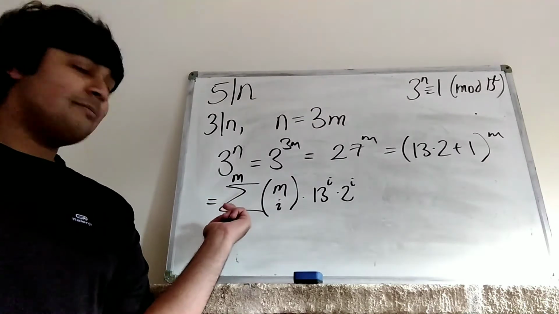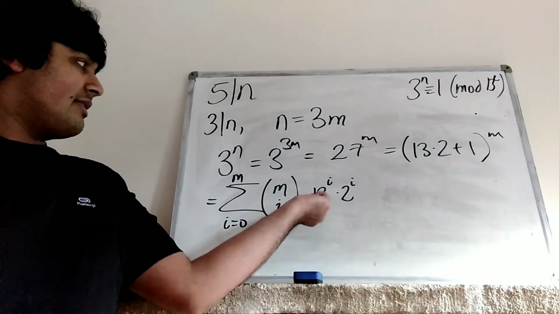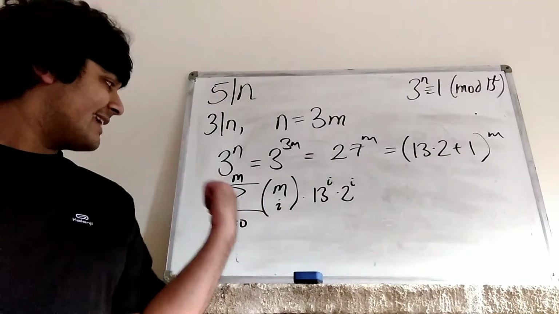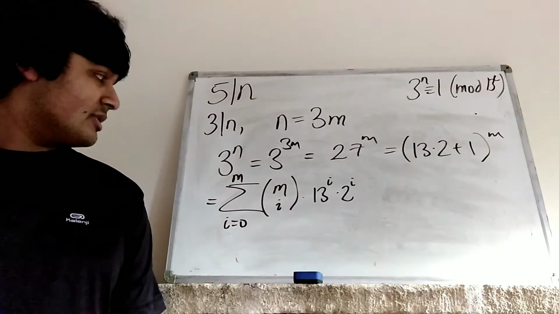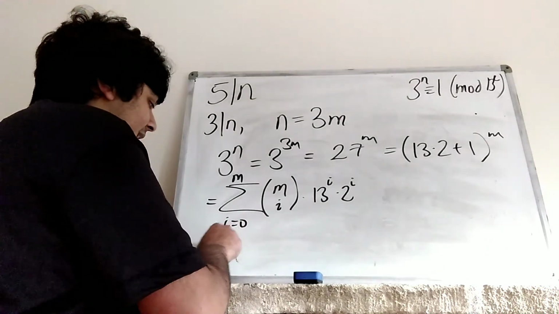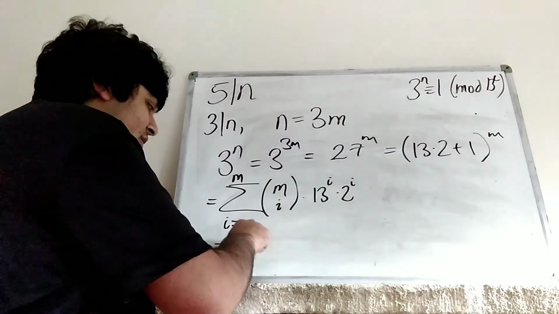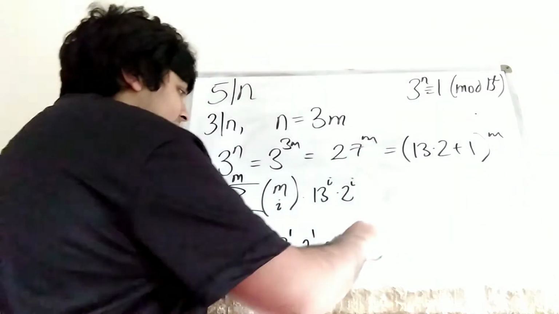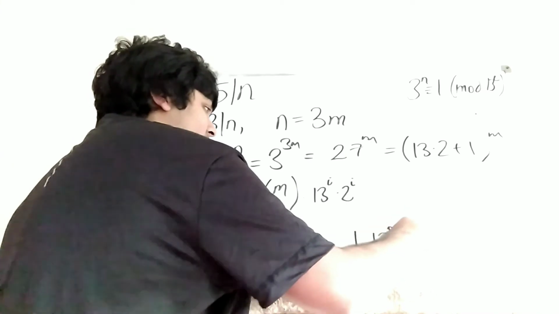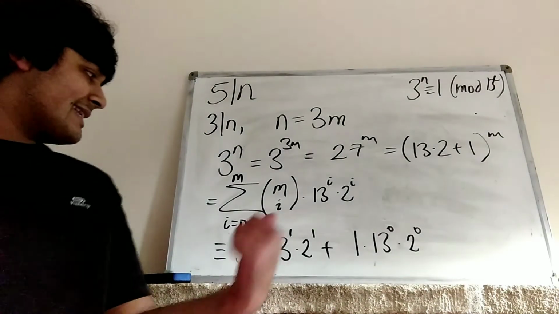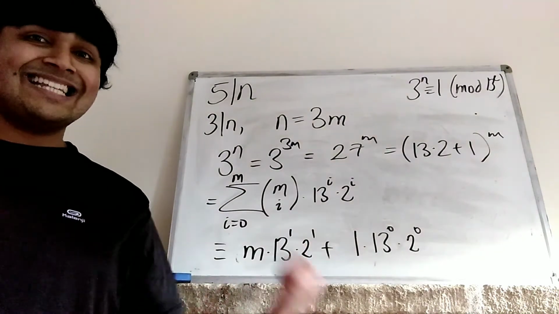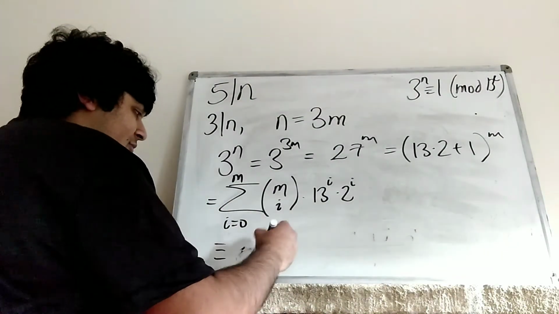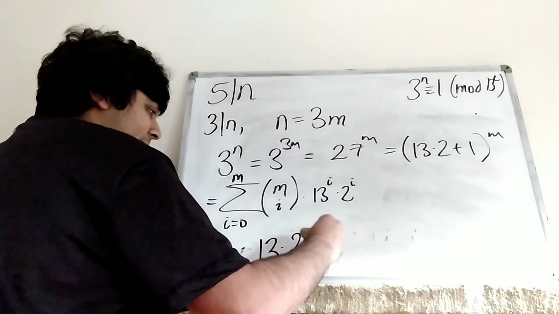But of course, for i bigger than or equal to 2, 13 to the i certainly is divisible by 169. So we only need to consider the cases when i equals 0 and i equals 1. So this is congruent to m choose 1, which is just m, times 13 to the 1 times 2 to the 1, plus 1 times 13 to the 0 times 2 to the 0. Let's clean this up. This is just 26m plus 1, or I could write that as 13 times 2m plus 1.